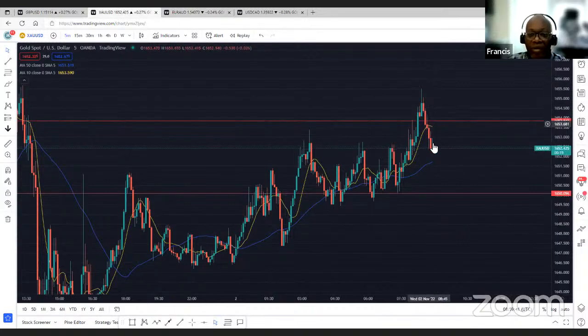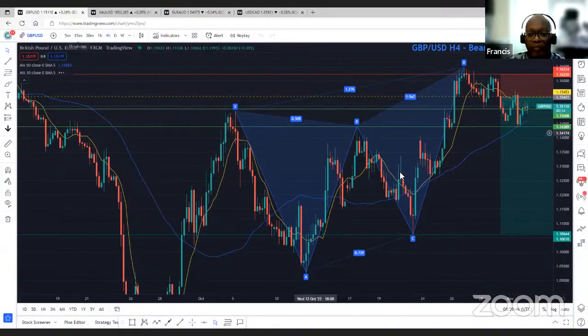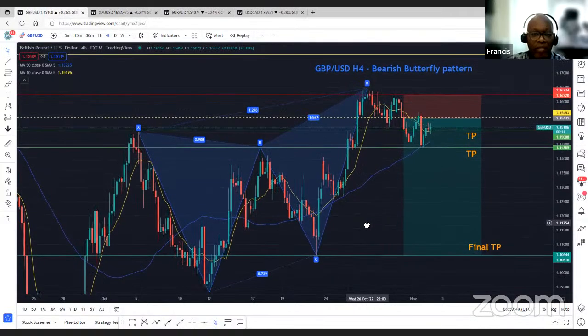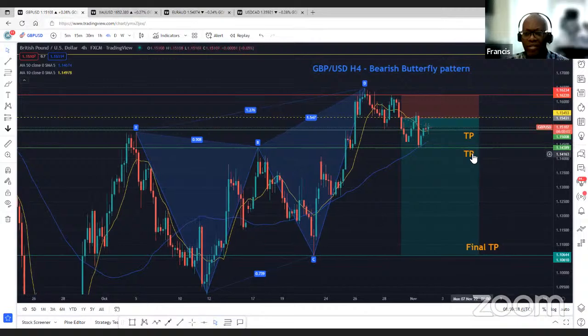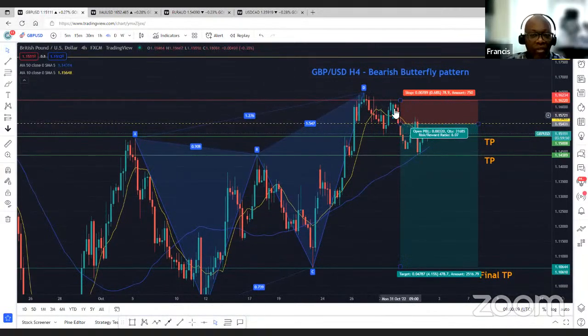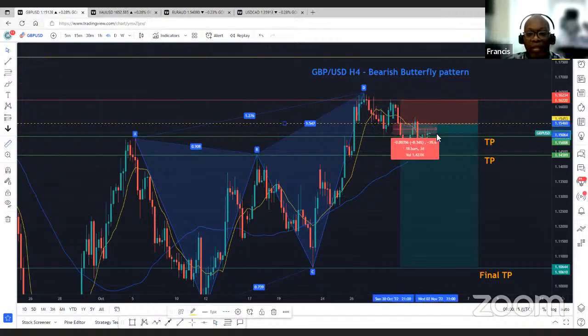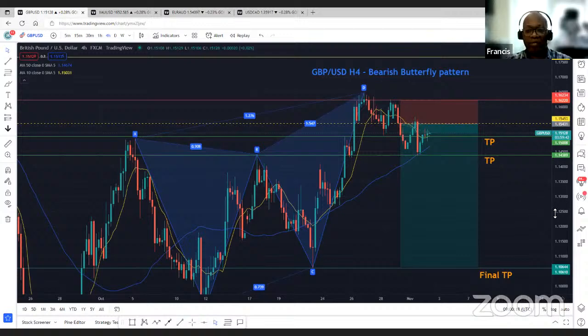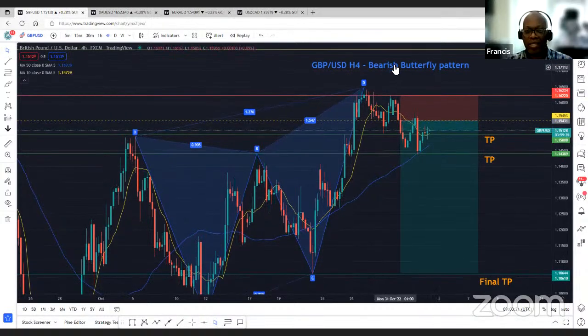Yeah, it was definitely a fake out on gold. This is the pound USD we entered, we sent out a signal for on Thursday, I think it was. So if you got in, you'll be in about 38 pip profit on pound USD.